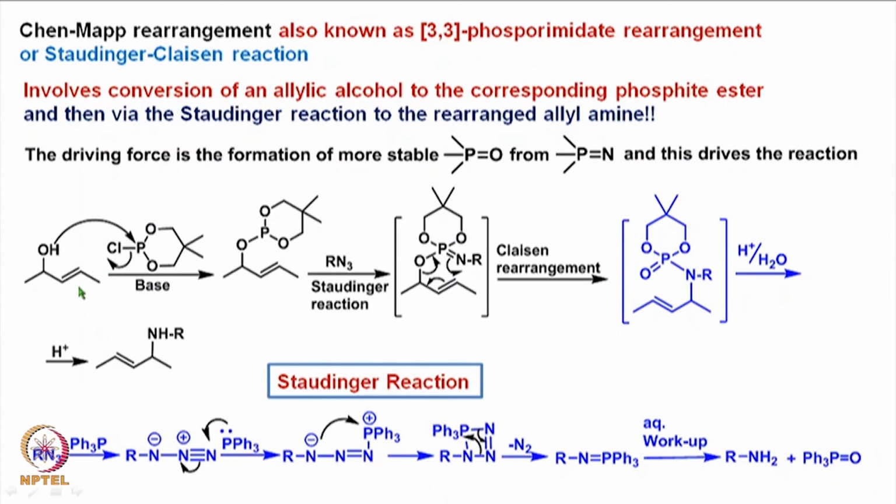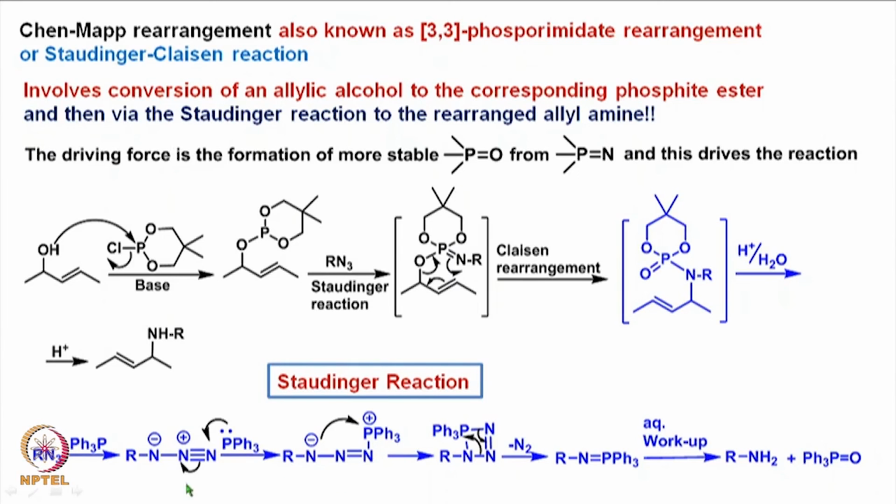If we take an allylic alcohol of this kind and react with this chlorophosphite in presence of a base, then we get the corresponding phosphite ester like this, which then reacts with an azide like RN3 and forms an intermediate of this particular type via what is called the Staudinger reaction, and then this undergoes Claisen rearrangement to form this particular type of intermediate in which the phosphorus nitrogen double bond has been converted to the phosphorus oxygen double bond, which is more stable, and thus this undergoes acidic hydrolysis to release the corresponding allylamine. That means this particular bond gets cleaved.